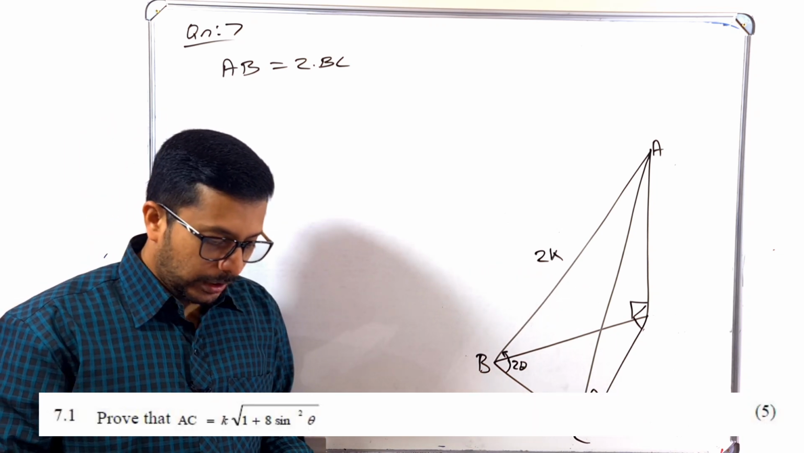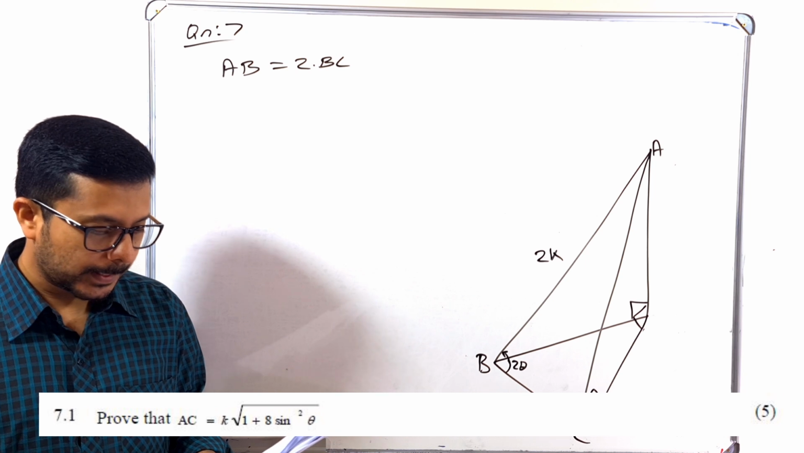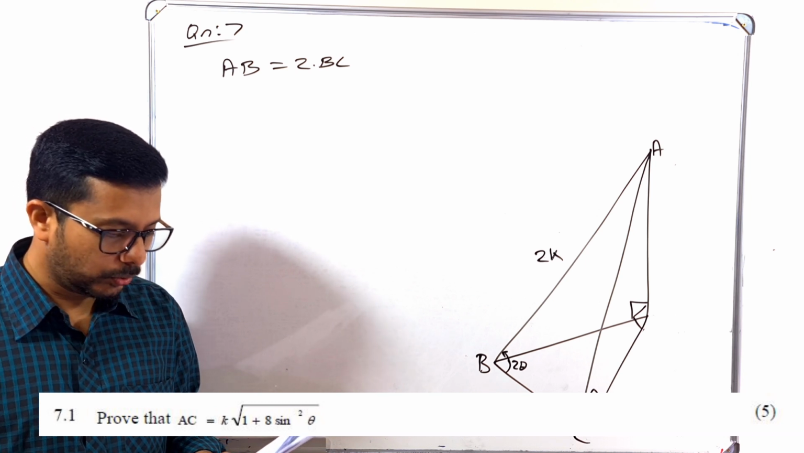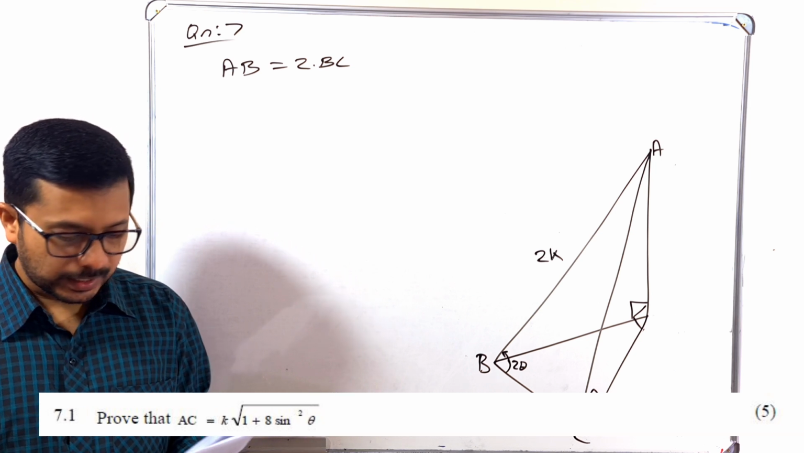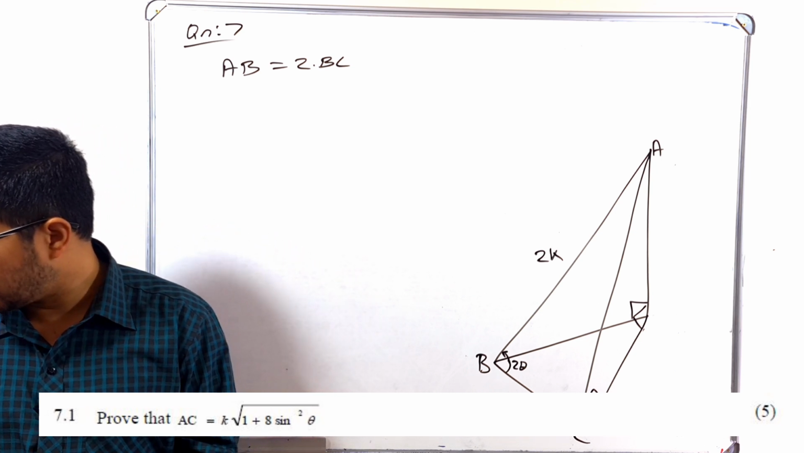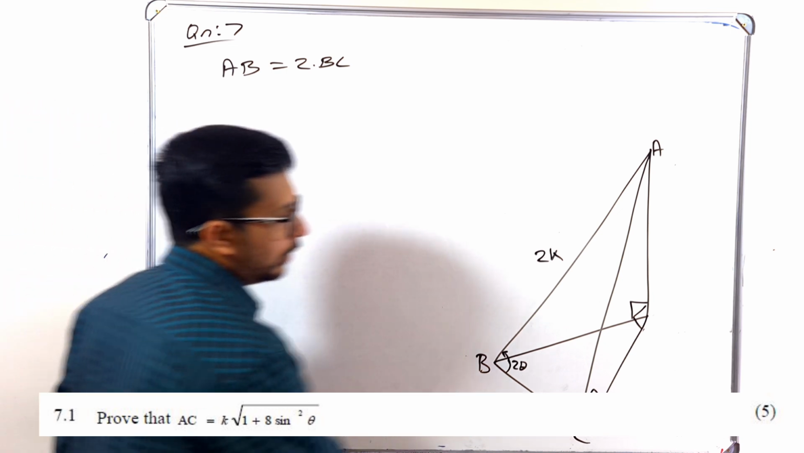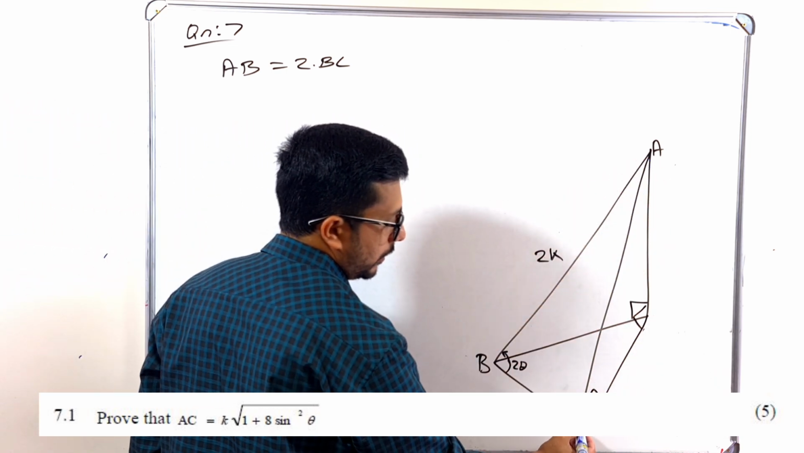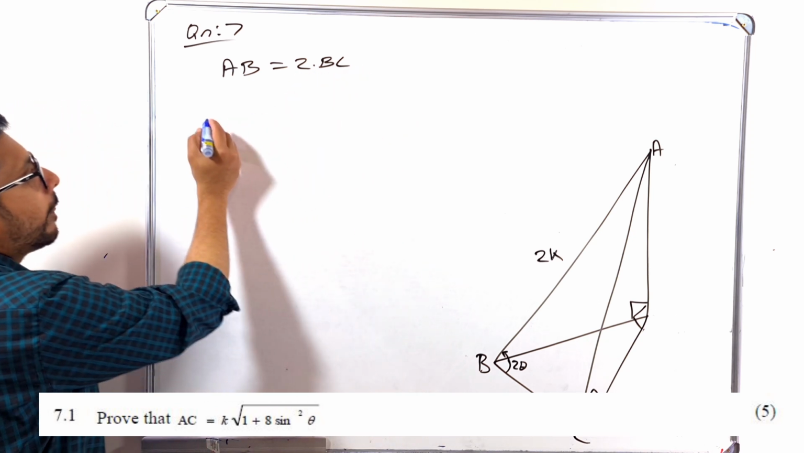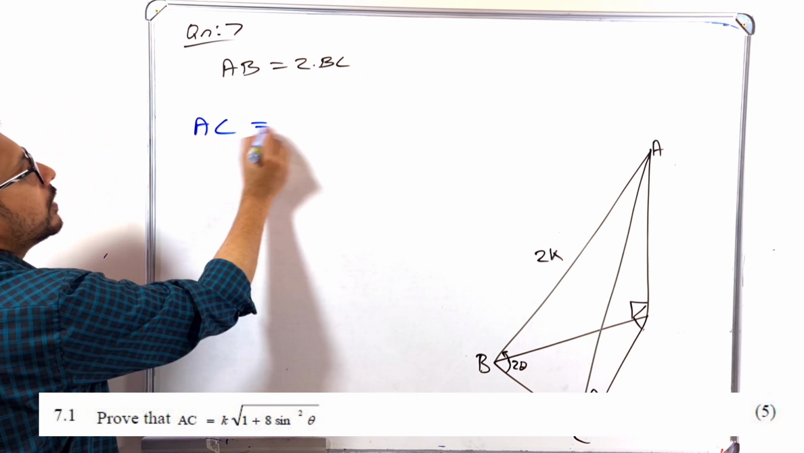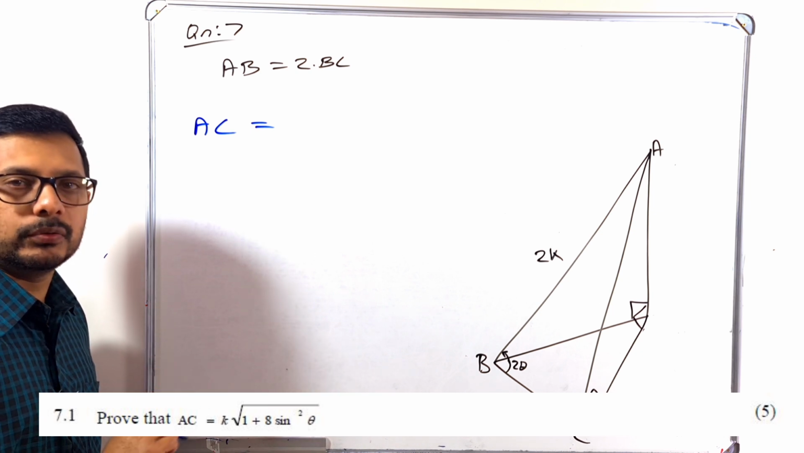Okay, now first question 7.1. Prove that AC is equal to K root of 1 plus 8 sine square theta. You have to prove that one. Okay, so AC is equal to, which one is AC? This line is AC. Okay, so you have to prove that. This is 2BC. You have to prove that AC is equal to that expression. Look at the question. You have to prove it like that.